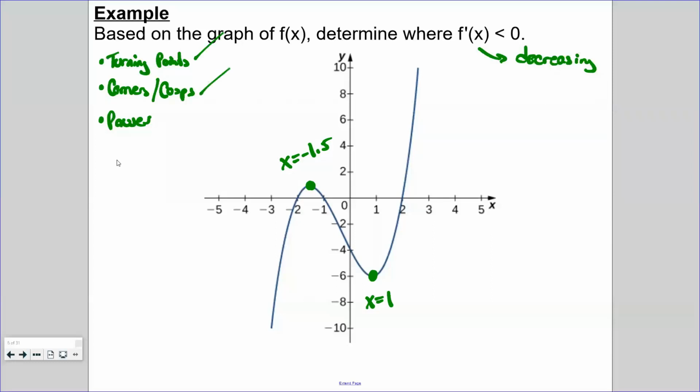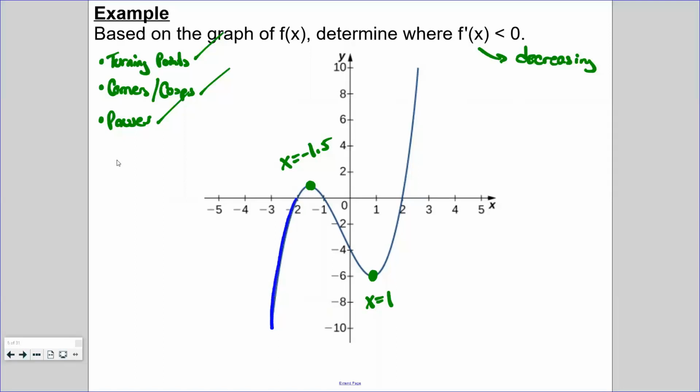We checked for that. Are there any pauses in this graph? Any points where we're out of breath and have to take a break? No. So no pauses either. So great, we've found all of our critical points. And now we just need to identify where the function is increasing versus decreasing.